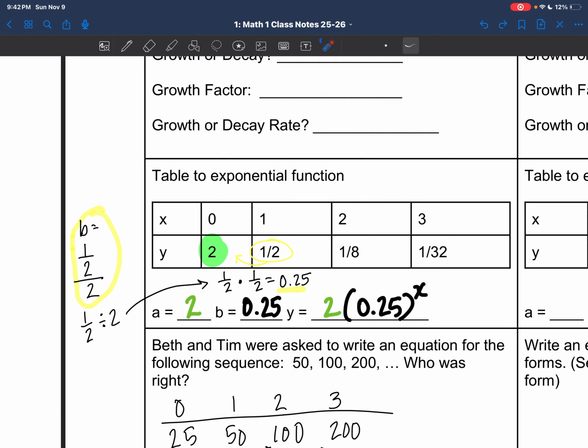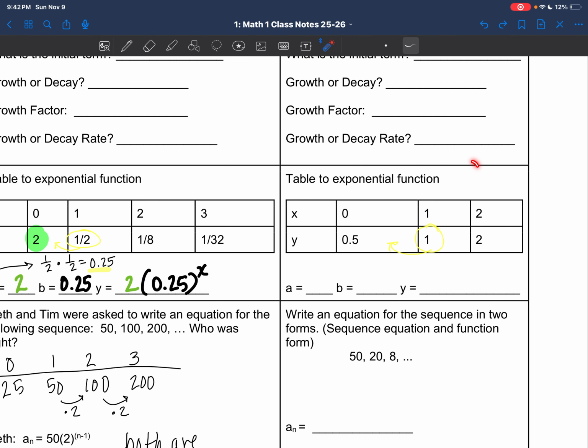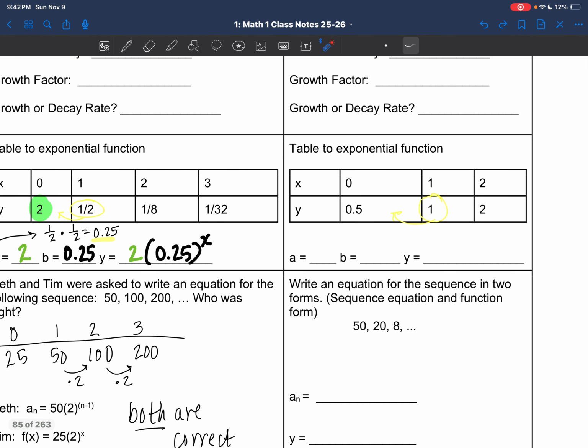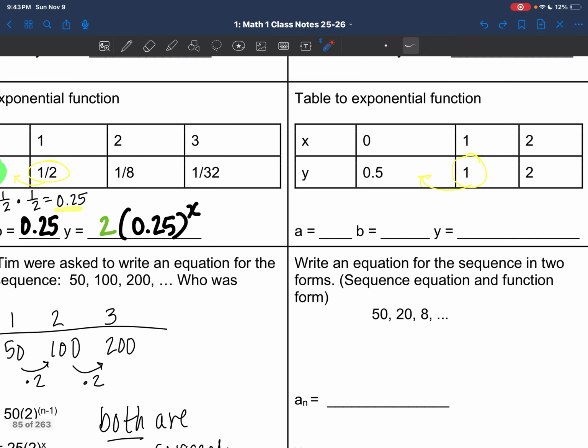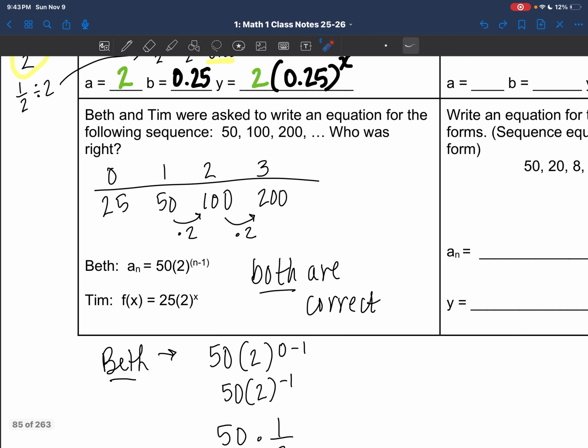Either works. All right, I want you to do this one, but I gave you a little bit of a hint because you're going to take 1 over that. So, 1 over 0.5. So remember, if you're dividing by 1/2, you're multiplying by 2. So go ahead, I want you to try that one. And then this one is kind of a tricky one.